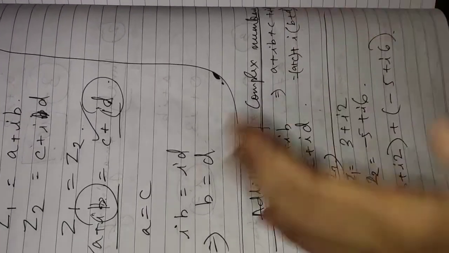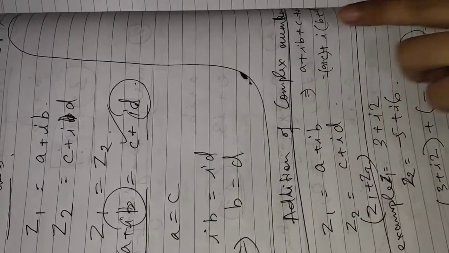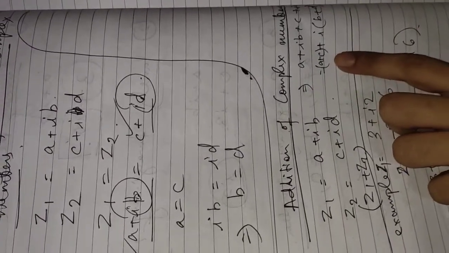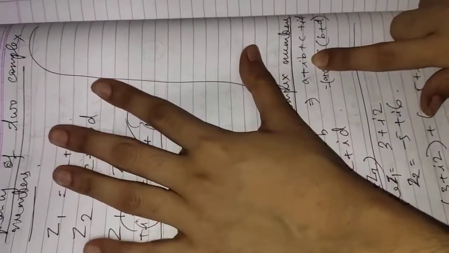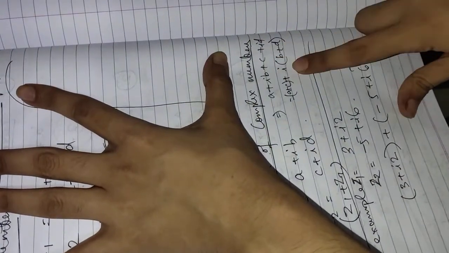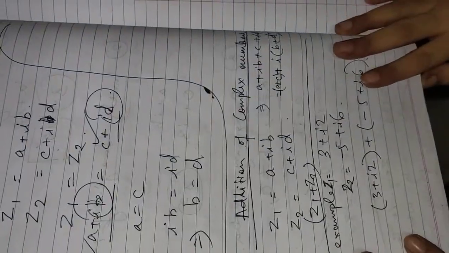Now we can group together the real parts. The real part of Z1 is a and the real part of Z2 is c. So they can be grouped together and written as (a + c) plus, then we would be left with ib + id. Taking i common, I can write it as i(b + d). So let's take an example.